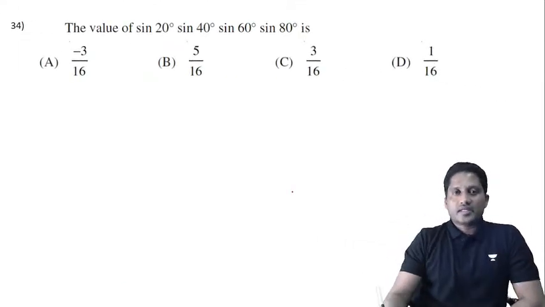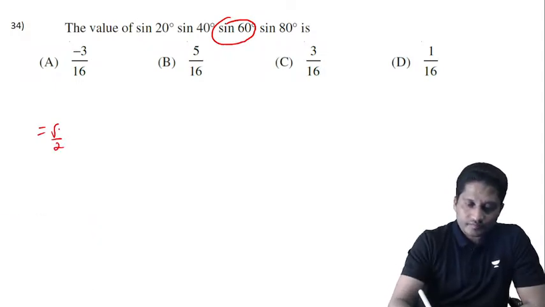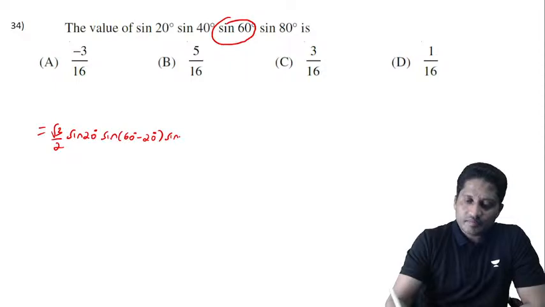Right, question number 34. Sine 60 is root 3 by 2, so this is root 3 by 2. Then you have sine 20 into sine of 60 minus 20 into sine of 60 plus 20. This root 3 by 2 I'll keep as it is, no changes.